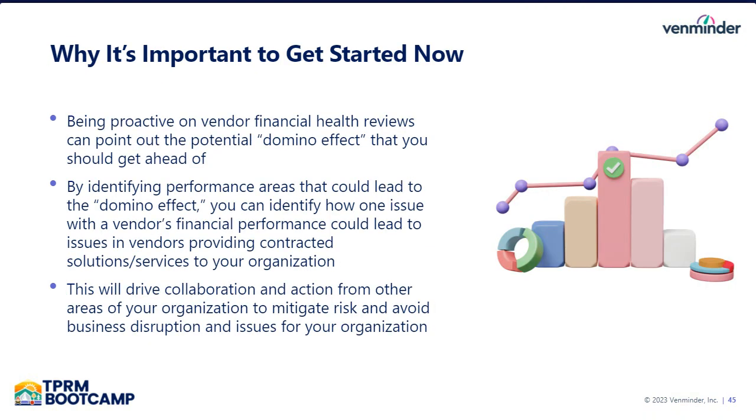So to further emphasize why it's important to get started now, we talked about this within the context of getting ahead of some of those risks that happen in a macroeconomic environment. But being proactive is very critical, not just within financial health reviews, but across other areas of the organization's third-party risk management program. And as we'll talk about on the next few slides, you want to try to avoid the domino effect of what happens with declining financial performance, because it could lead to downstream risks and impacts on your organization more broadly. So these ultimately together will hopefully drive some collaboration and action plans from your organization and the different departments that need to work hand in hand to identify, address and mitigate the risks that are put forth within your review process.